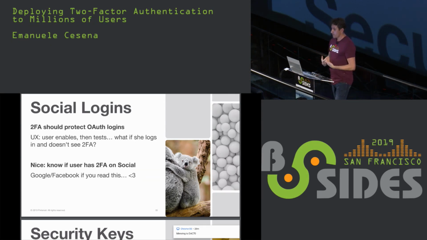Yeah, so one possible optimization would be nice, in my opinion, if we could know if the user has two-factor authentication enabled on the social, on Google or Facebook, but unfortunately, the OAuth specification doesn't support that. So yeah, maybe in the near future.